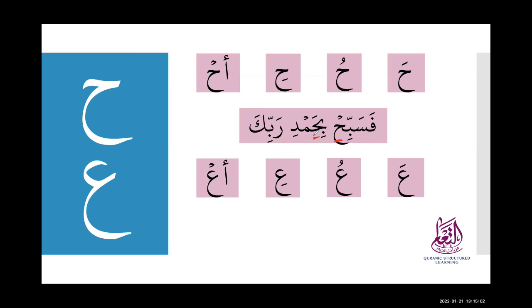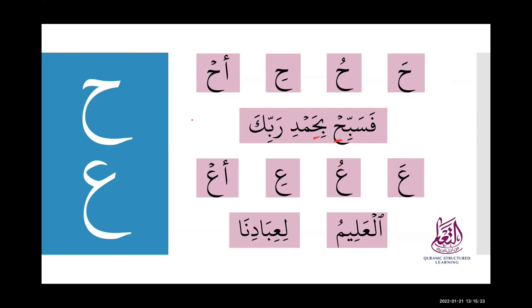Fasabbih bihamdi rabbik. Okay? The examples for the letter ʿayn would be, for example, the word al-alim, the ʿayn with the fatha. Just how we say a, we say al-a, al-alim. Okay, and with a kasra, again, remember the bottom lip kind of stretches, pulls down a little bit. Li'ibadina. Okay, so that's the ha and the ʿayn.